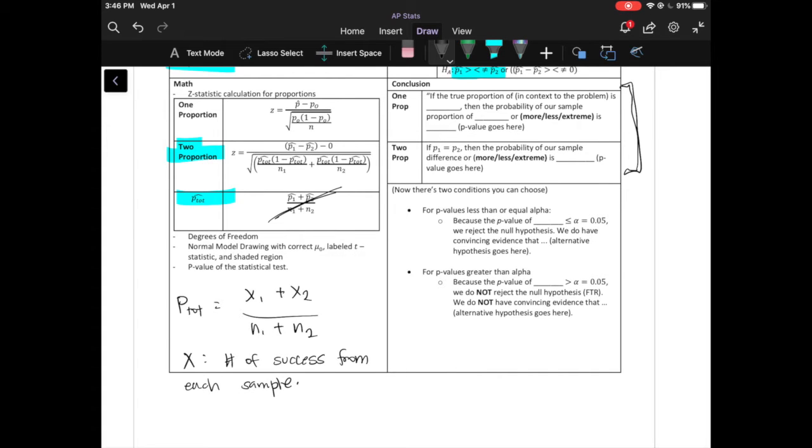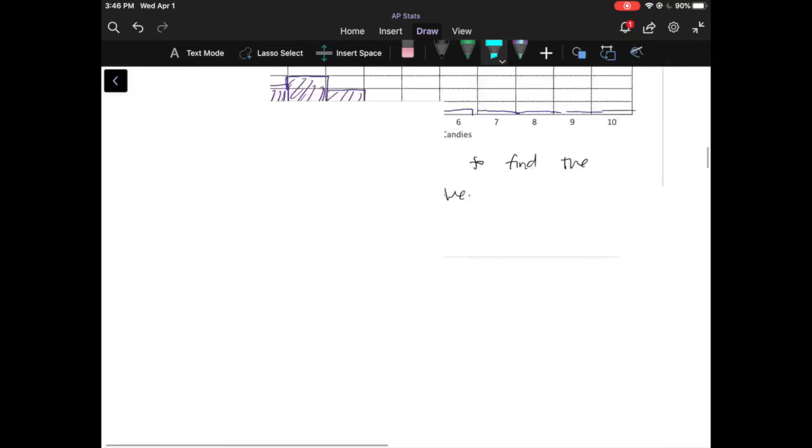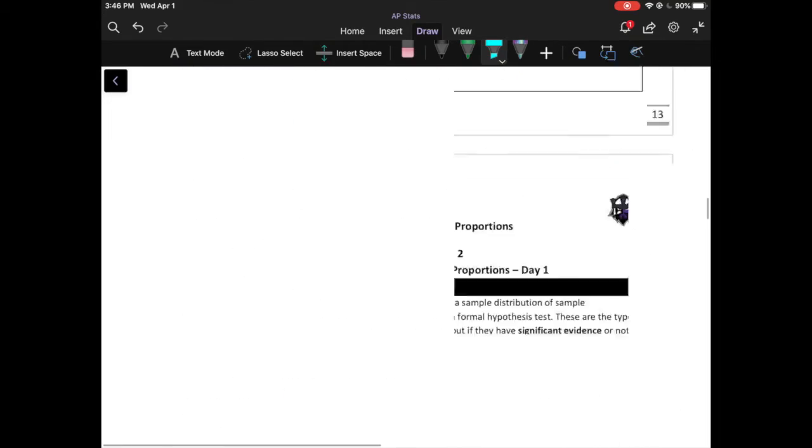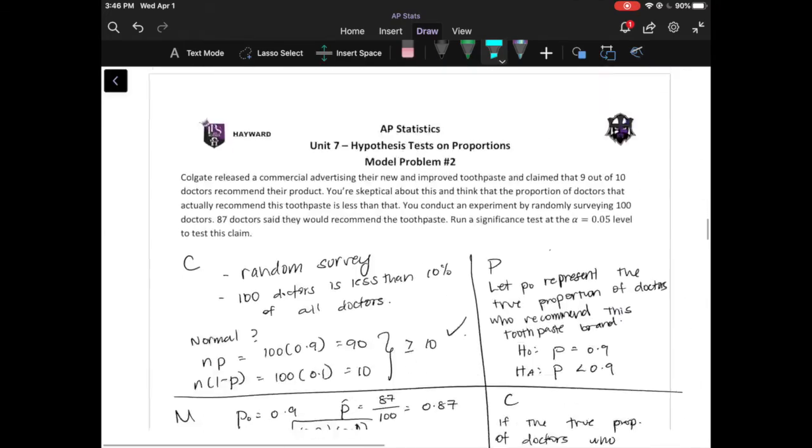For example, if I had a sample of 100 quarters, and I say success means that tails appears, and 25 of those coins show tails, then that means we have a success count of 25. And then all of our conclusions are still the same, except now we say if P1 equals P2, and the rest of it is still the same. So let's go to our model problem to figure this out.